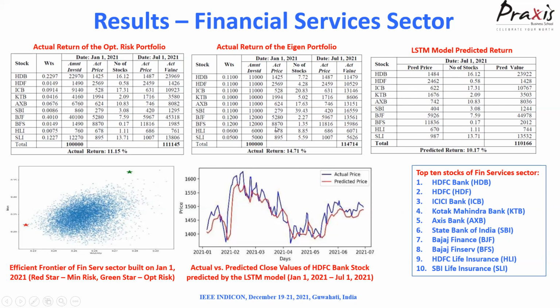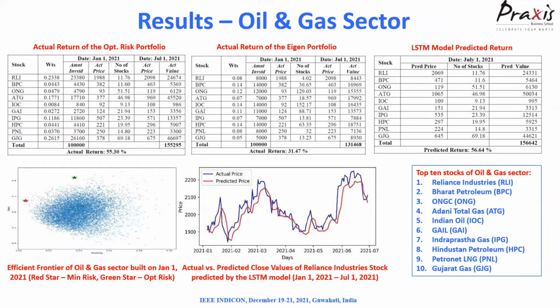So this eigen portfolio would have been the better choice for the part of the investors. Similarly, if you go for the oil and gas sector, the optimum portfolio has got a pretty good return of 55.30%. Eigen portfolio, on the other hand, has yielded a return of 31.47%. LSTM predicted return is 56.64%.